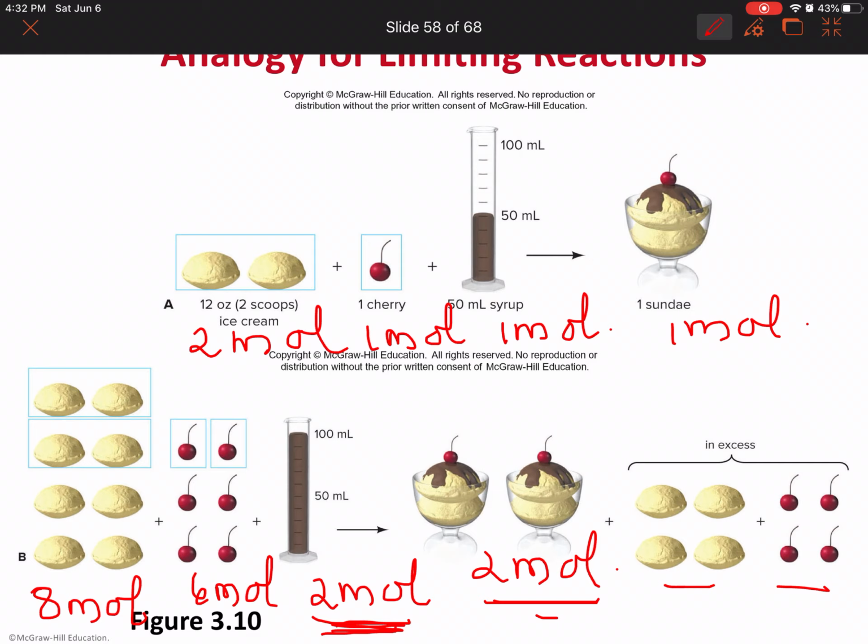So what is our limiting reactant in this case? It is the syrup. It's the limiting reactant. 2 moles of syrup, and we get 2 moles of the products.